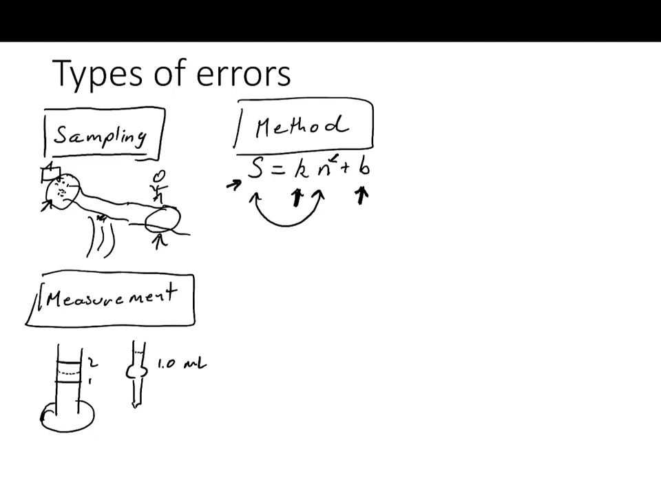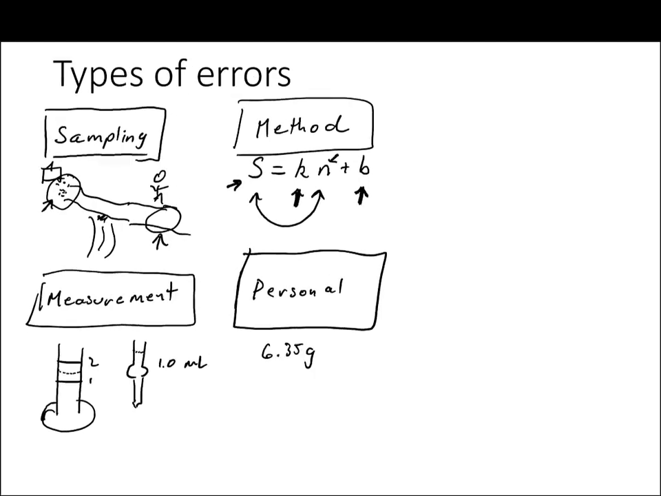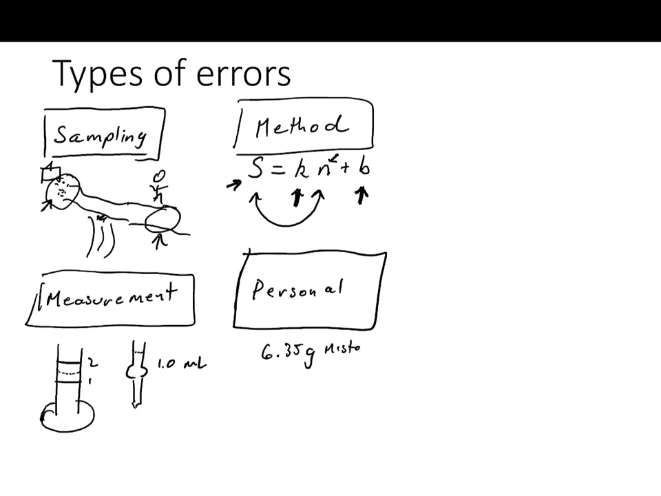So using the glassware, or the tolerance of the glassware, plays an important role in the types of errors that we get as well. Lastly, there are personal errors. These are what we typically call the human errors, although they're not always mistakes. Like in the previous example where I wrote down 6.35 grams in my notebook instead of 3.65 grams. That would be a mistake.